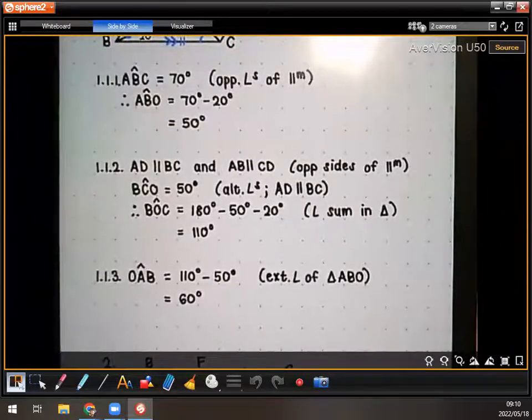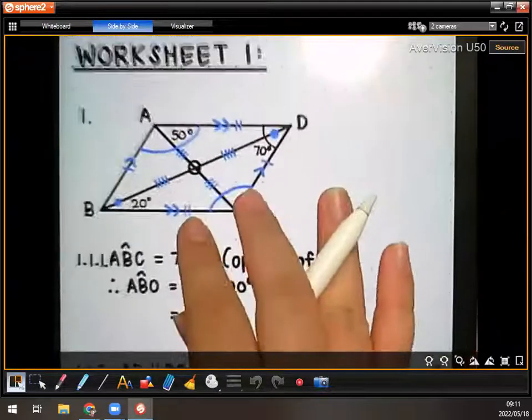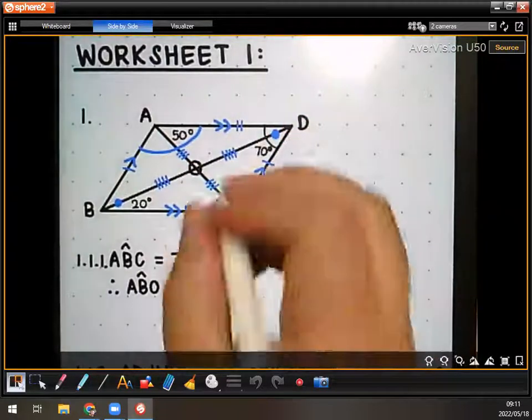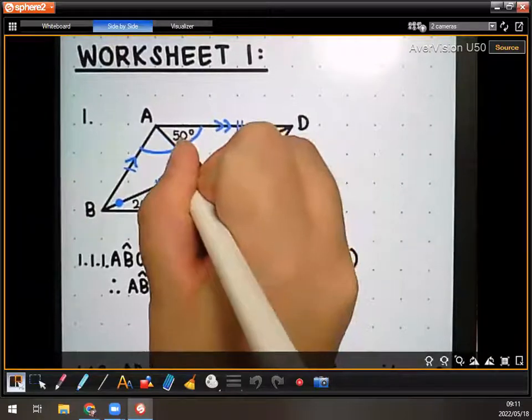1.1.3, they asked for angle OAB. Now, I don't know if you guys ever think of using the exterior angle of a triangle. I think it's something that's often forgotten, but I was actually able to do this in one step. I don't know if there was another way you could have done this in one step. So we have that this is 110. Let me quickly fill that in. We calculated that this one was 50. And that one was 110.